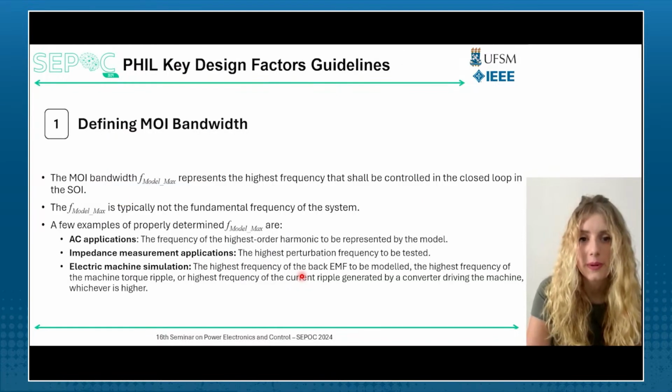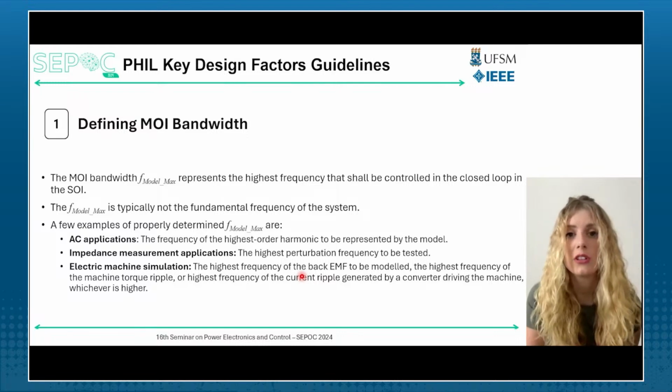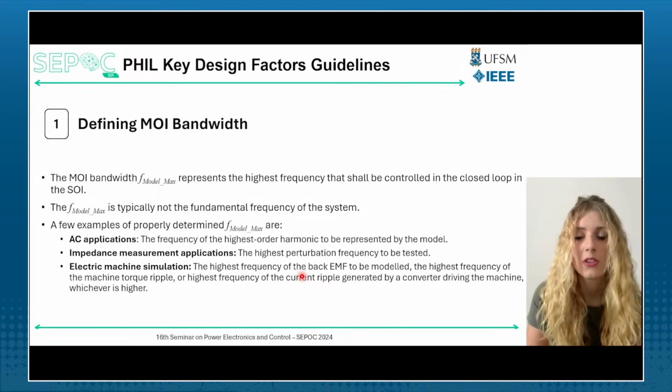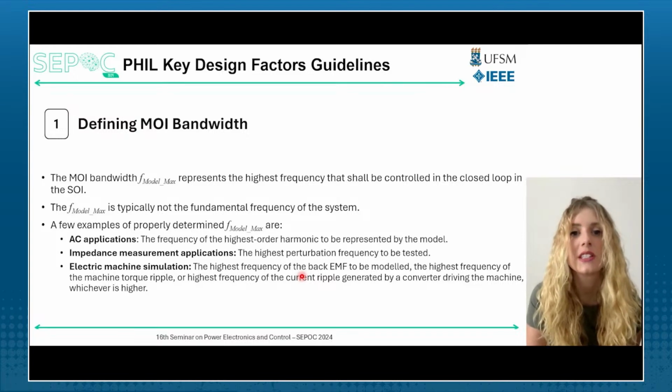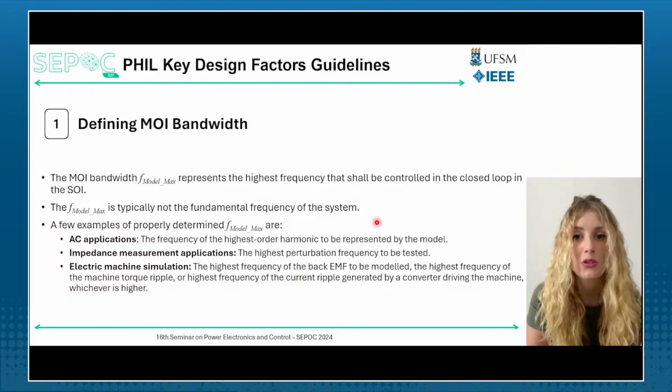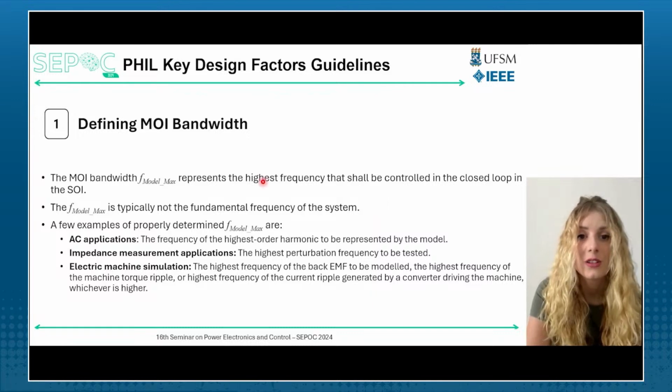So, the first thing is that we should define the bandwidth of the model of interest. This is one of the very critical points, which is pretty often not done properly and can cause problems later on in the simulation process and modeling. So what is actually the model of interest bandwidth? This is the highest frequency that should be controlled in a closed loop. And then the question is how to select it. The critical thing is that this is not the fundamental frequency of the system.